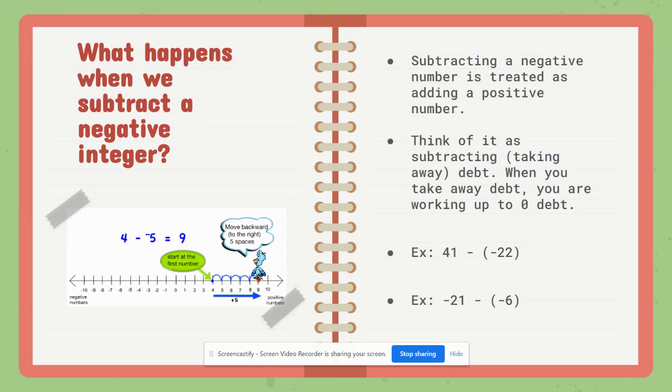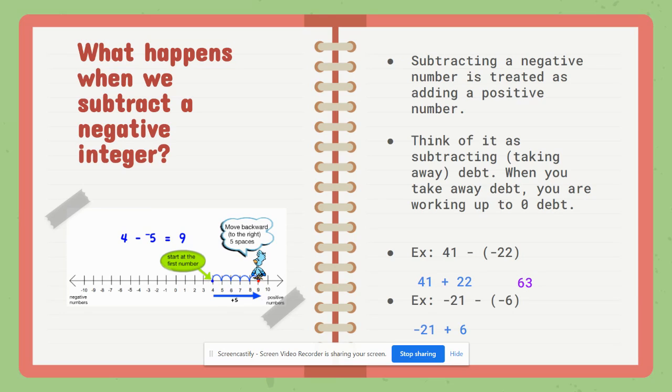So our first example is 41 minus negative 22. That really becomes 41 plus 22. And 41 plus 22 is 63. Next example, same thing. Negative 21 minus negative 6. That becomes negative 21 plus 6.